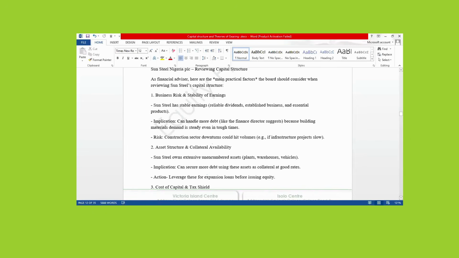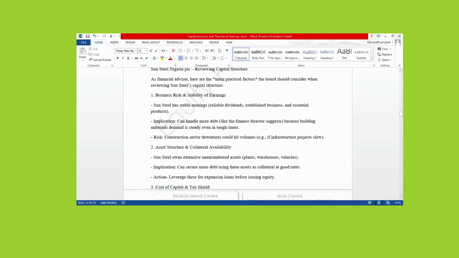Company should leverage this. That is, Sun Steel should leverage on its assets to borrow money to finance the expansion. Leverage this for expansion loans before issuing equity.